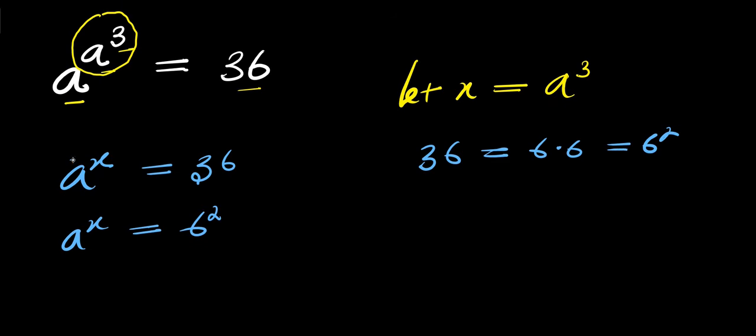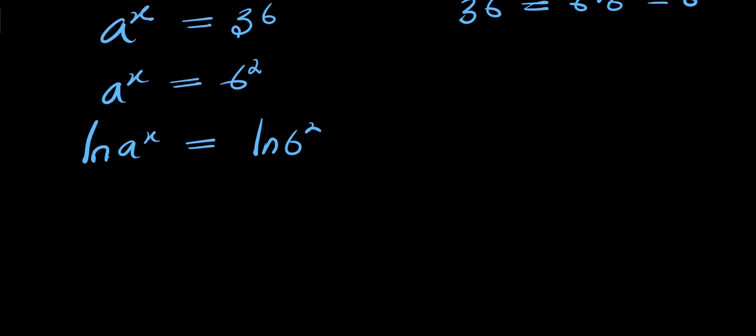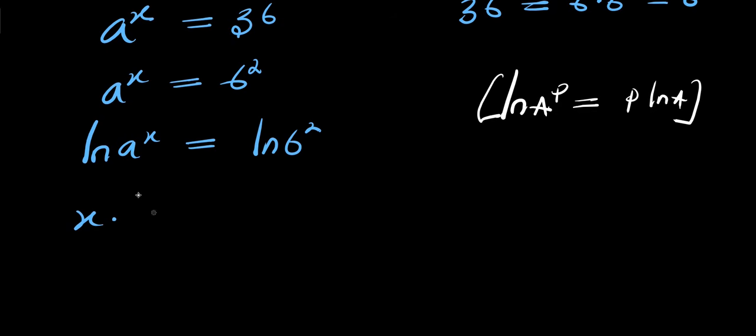6^2. So from here, we can introduce natural log. Natural log of a to the power of x equals natural log of 6^2. So if you have natural log of a^b, this equals b times natural log a. Then this is x times natural log a equals 2 times natural log 6, by applying this identity right here and here.